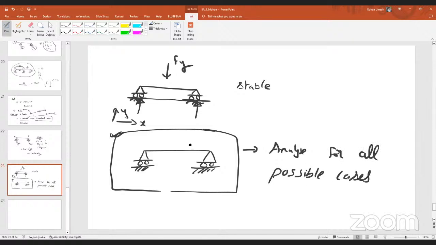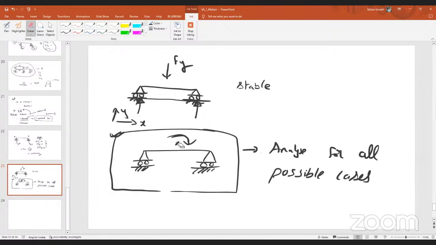What are the possible cases for this case? The load can act along the vertical direction. The load can also act along the horizontal direction. The movement can act. Because of the vertical load and the movement, it might be stable. But what about the horizontal one? It will simply move away.